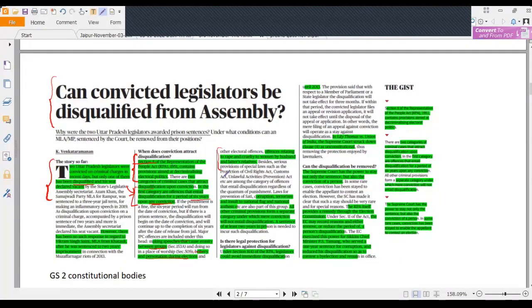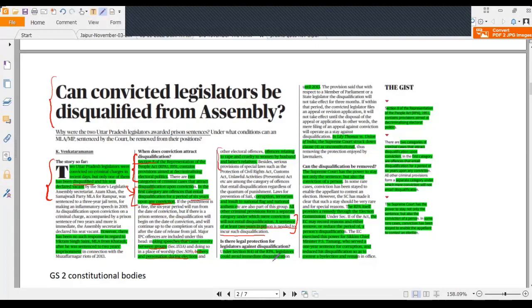Now, there is another category under which a person would be disqualified for 6 years if a minimum sentence of 2 years is given to such candidate. So these are the two categories under which a person can be debarred or disqualified for 6 years.